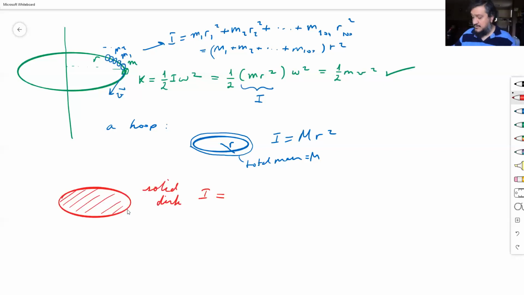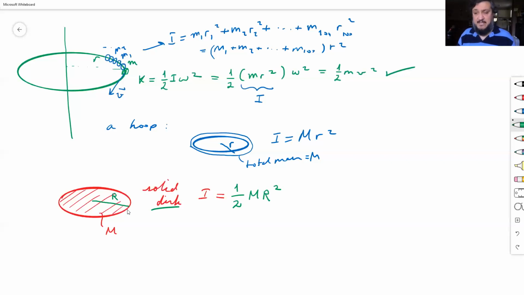You have a table in your book. Different objects: disk, sphere, cylinder. What you will see in that table is a constant, a fraction, a scalar in front of this MR squared. So the total mass is still M, and the radius of the object is, let's say, R. So you will have the MR squared, but you're going to multiply it by a factor, which happens to be 1/2 for the solid disk.